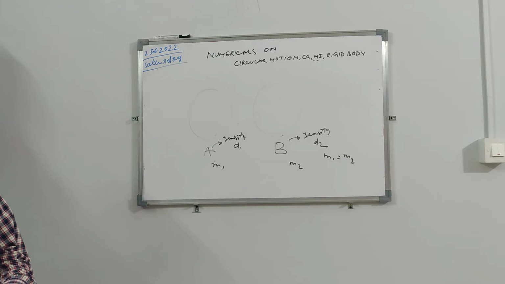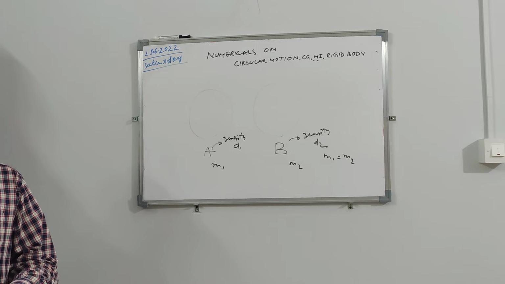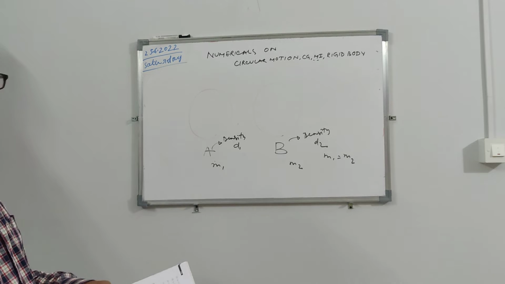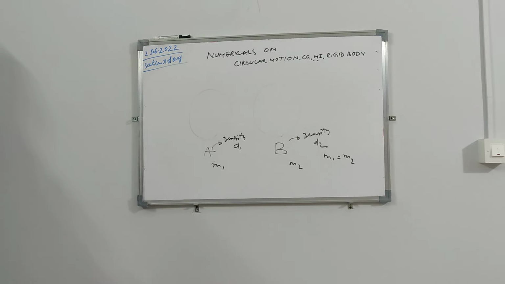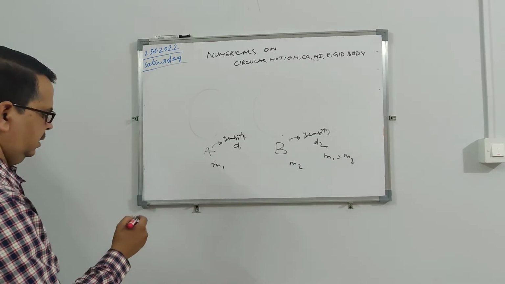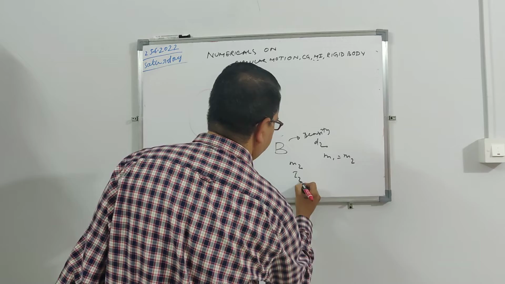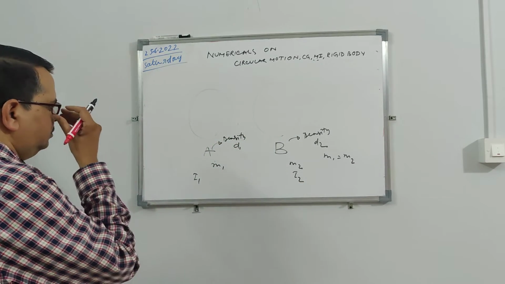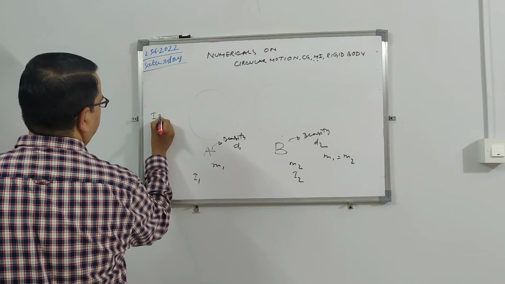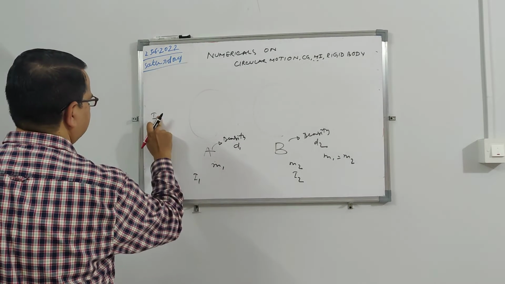If I1 and I2 are the moment of inertia of A and B respectively, then how are I1 and I2 related? In terms of density, we have to say. So this is I1 and this is I2. The mass is the same.